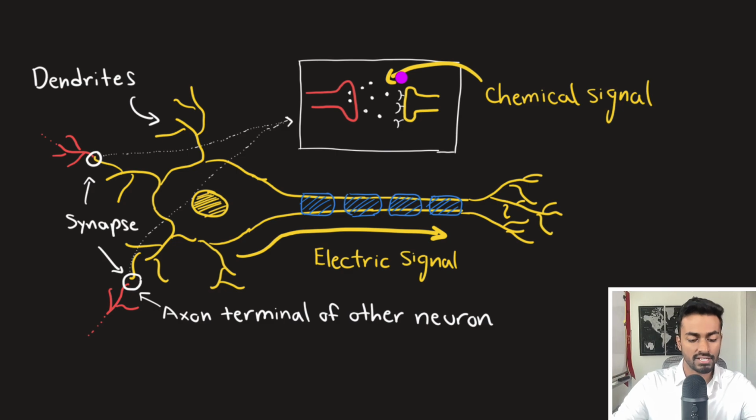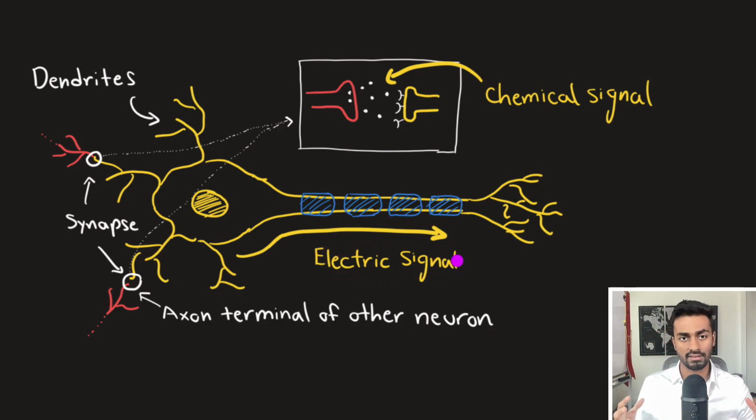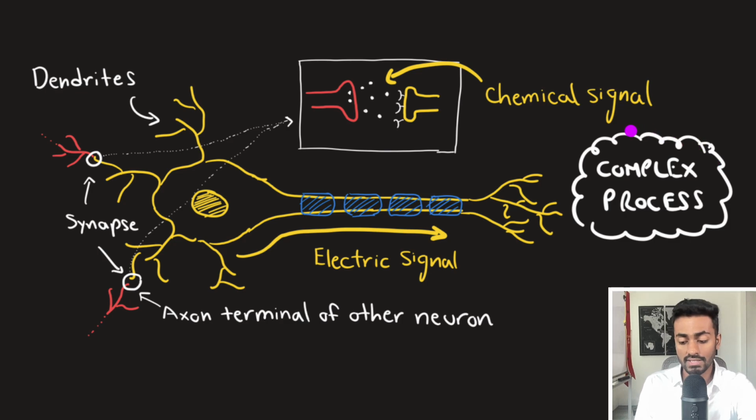And this will potentially increase the potential for every single dendrite. If the membrane potential of the overall neuron becomes high enough, over a certain threshold, then it will create an electrical signal, which is known as an action potential. And this is how signals can be propagated from one neuron to the next biologically. This signal processing is a complex process.